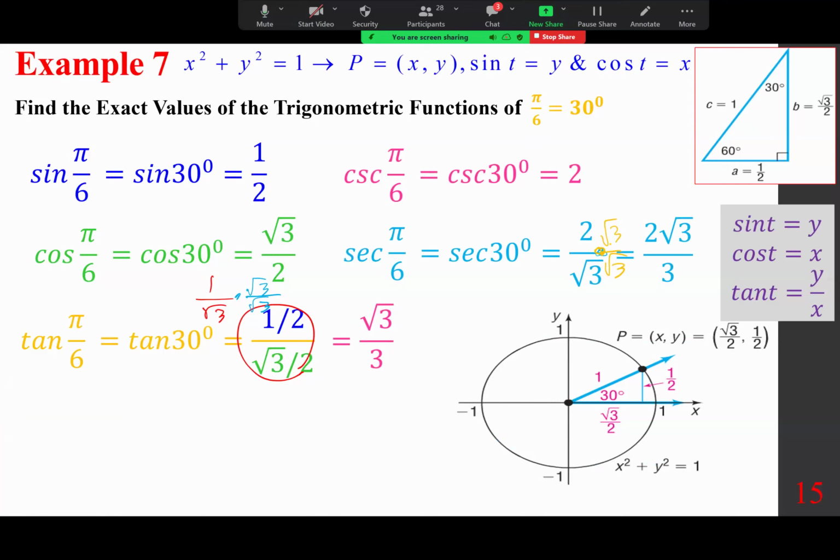I mean, if you don't, it's not that big of a deal, but understand what happens. And cotangent is the reciprocal of tangent. By the way, 3 over square root of 3, many people know it's square root of 3. If you don't, just rationalize, and you get 3 square root of 3 over 3, which is square root of 3.